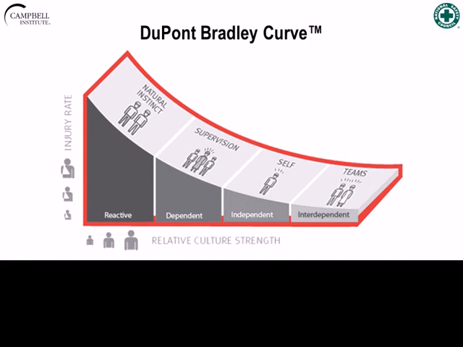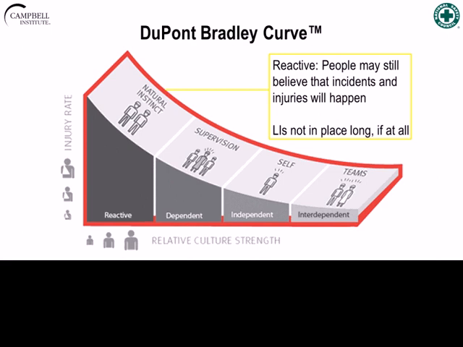When you talk about organizational maturity, we really base this on the DuPont Bradley curve, which is perhaps something that you all might be familiar with at this point. When we categorize these metrics according to organizational maturity, we use the same ranks or categories as the DuPont Bradley curve, going from reactive to interdependent. We created our own ways of defining each of those steps. So in the reactive stage, you can see from the graph that culture strength is relatively low, and injury rates are relatively high.